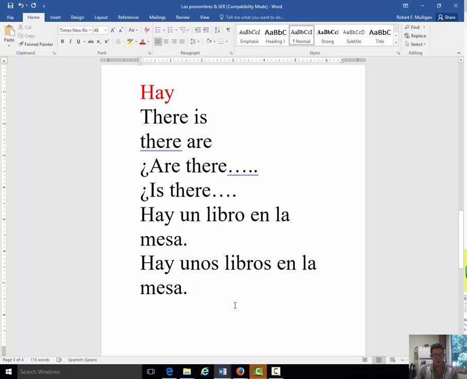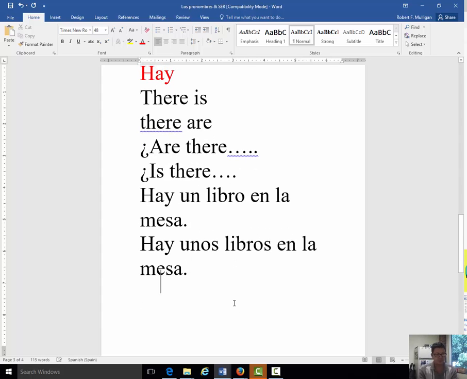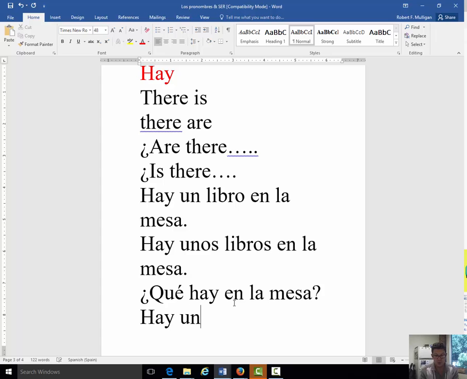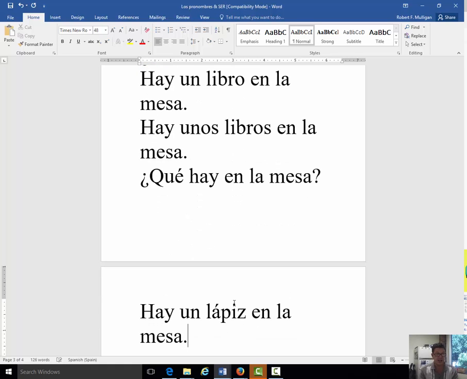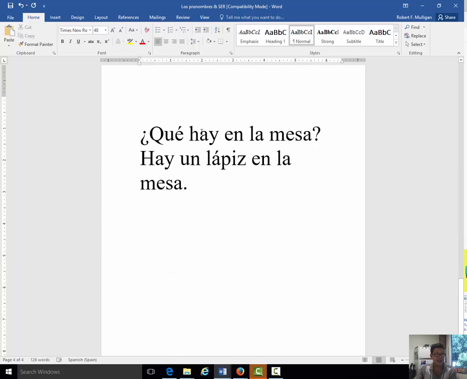Now let's put it in the question form. ¿Qué hay en la mesa? What is there on the table? Hay un lápiz en la mesa. There's an answer. Let me go ahead and do this. ¿Qué hay en la mesa? What is there on the table? There is a pencil on the table. You gotta love the word order for now.